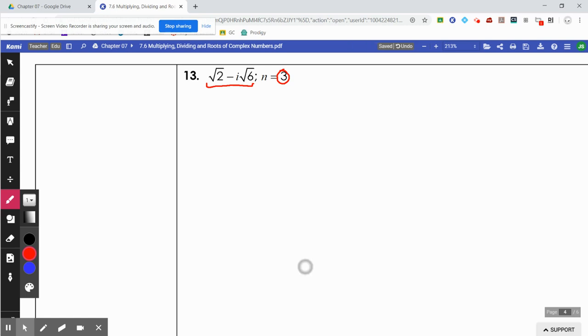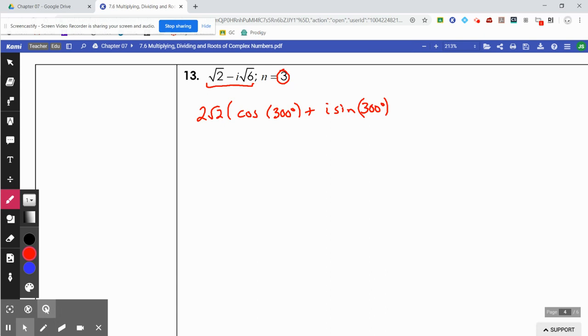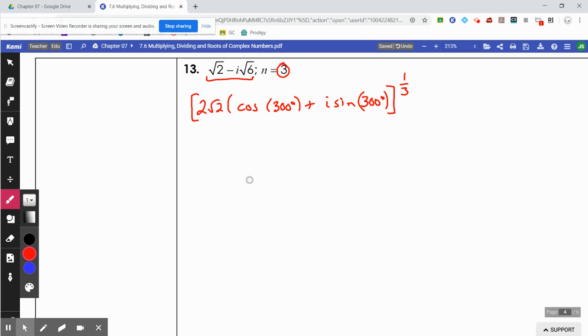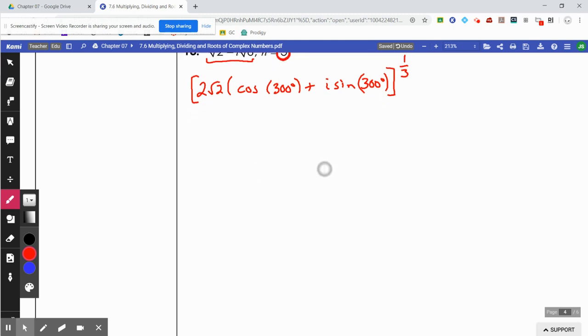So in trig form, here's what you have. The R value we found by taking the square root was 2 root 2, by taking the absolute value. And then your angle we found was 300 degrees. And we're going to find the cube root of that, so we're going to raise it to the 1/3 power. So to do that, we should have 3 different answers.